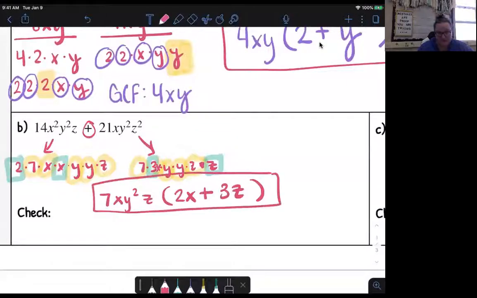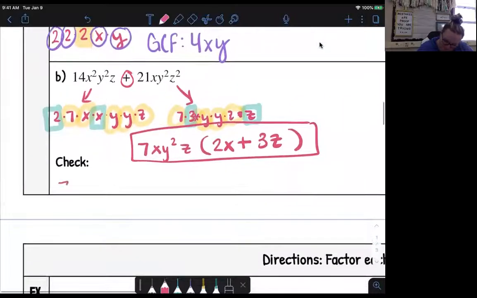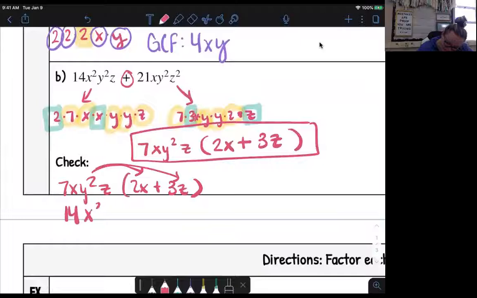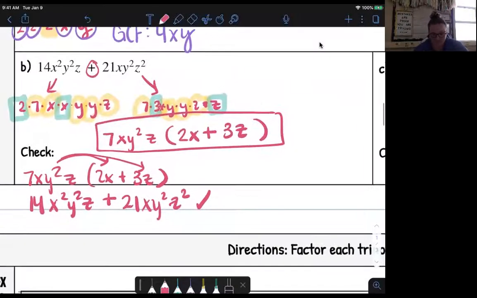And before we circle it, actually, we should check and make sure that we're right. Well, 7x y squared z times 2x plus 3z, we're going to distribute. And we get 7 times 2 would be 14. X times x is x squared, then y squared times z. Plus 7 times 3 is 21. X, y squared, and then z times z would be z squared. So we're good to go. We know we have found the correct factors.